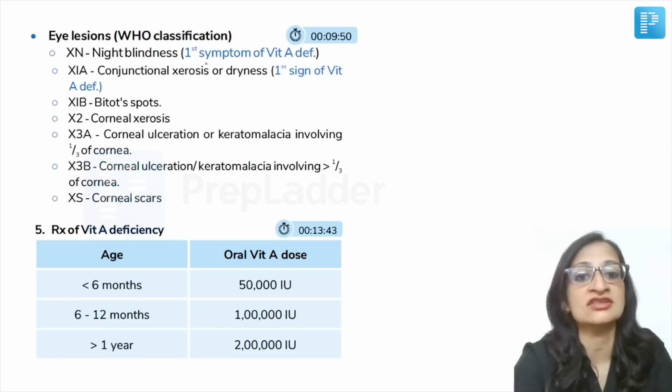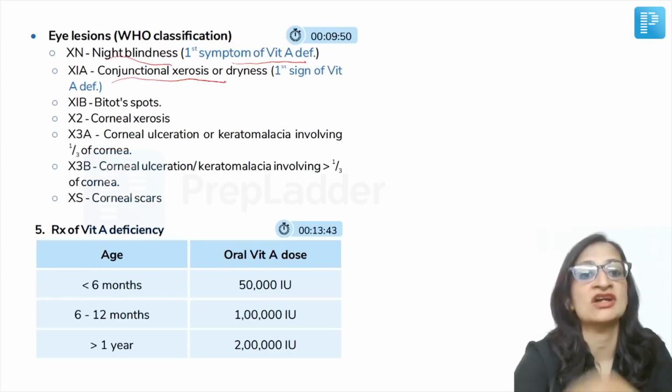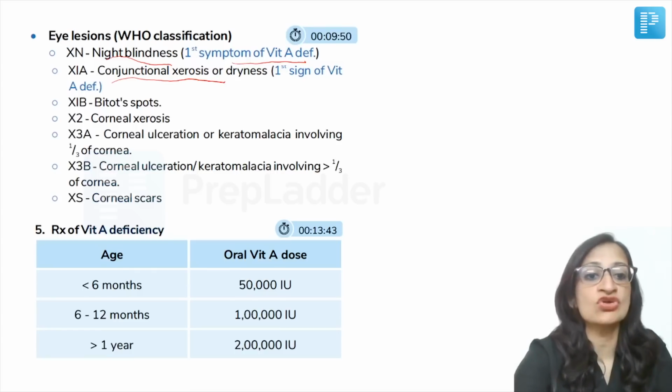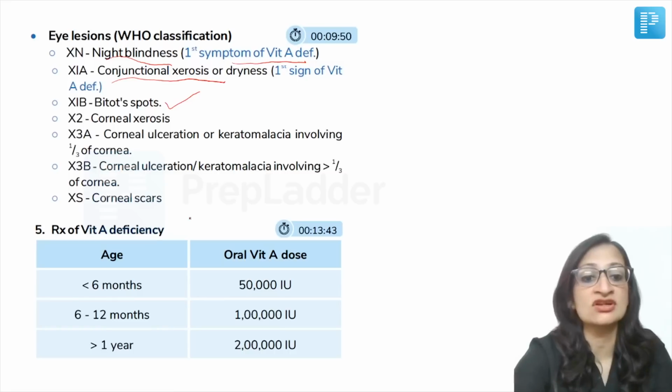You can see the earliest symptom of vitamin A deficiency would be night blindness, while the earliest sign would be conjunctival xerosis. And there's a WHO grading to it also. And what we saw here was X1B stage, that is the presence of Bitot spot. Another very important often asked question in this regard is what is the dose of treatment for vitamin A deficiency.